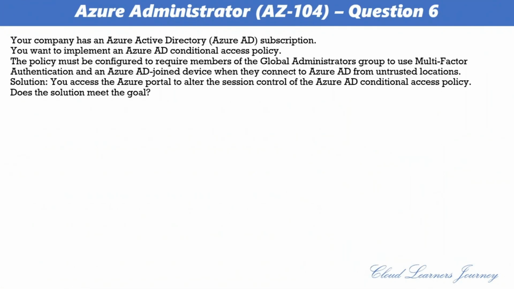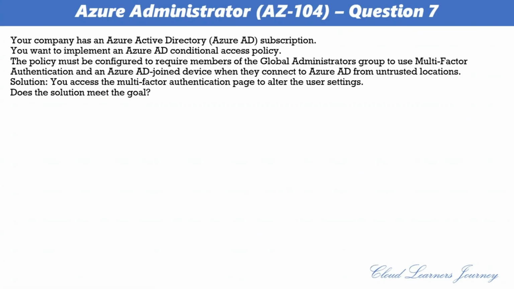Next, question number 6. Your company has an Azure Active Directory subscription. You want to implement an Azure AD conditional access policy. The policy must be configured to require members of the Global Administrators Group to use multi-factor authentication and an Azure AD joined device when they connect to Azure AD from untrusted locations. Here the solution is you access the Azure portal to alter the session control of the Azure AD conditional access policy. Does the solution meet the goal? And the options are A, yes, B, no. And the correct option is B, no. Conditional access policies support built-in roles, and they are not enforced for other role types, including administrative units, scoped, or custom roles.